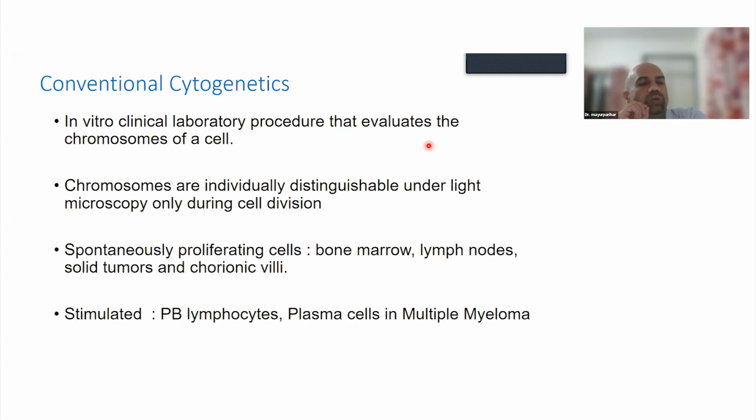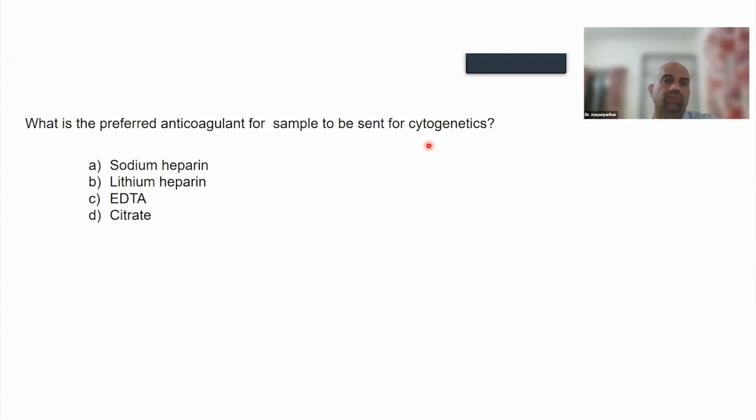However, if you need to know a constitutional karyotype, you need to stimulate cells. So you take a peripheral blood, you stimulate the peripheral blood lymphocytes by using PHA, which usually stimulates the T lymphocytes, and you get metaphases. If you want to karyotype plasma cells in multiple myeloma or lymphocytes of CLL, you will have to use interleukins and interferons to stimulate the B cells to push them into division to look at their chromosomes or look at their karyotype.